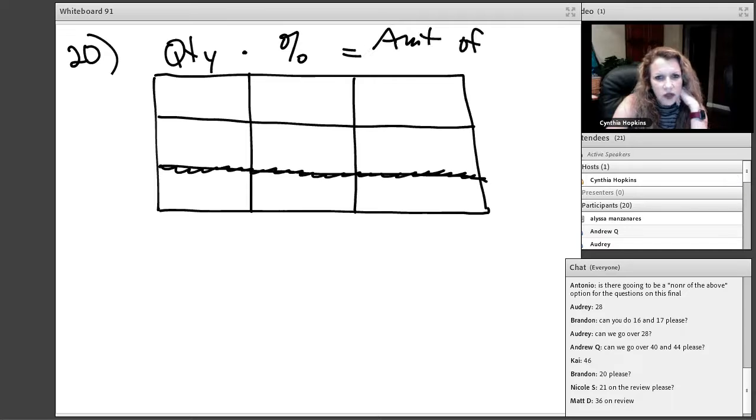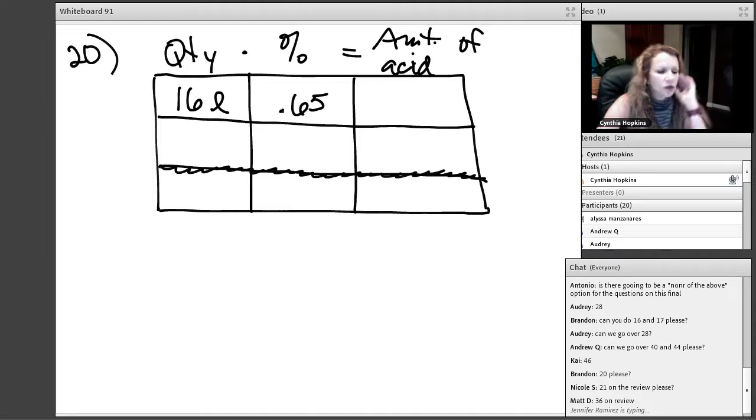It could be amount of salt, it could be amount of silver. This particular problem happens to be about an acid solution, so I'm going to write amount of acid. Okay, so let's read this and we'll start filling out our chart. It says a chemist has 16 liters. Well, that's a quantity, so I'm going to write 16 L for liters, 16 liters of a mixture that is 65% acid. For percentages, we don't write 65. We write the decimal equivalent of 65%, so 0.65. Okay, and then look at my chart.